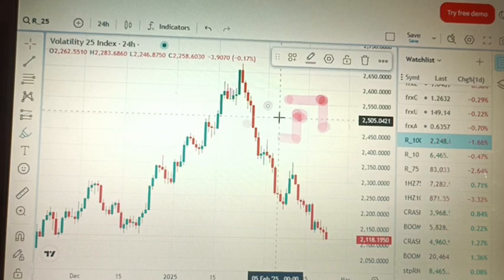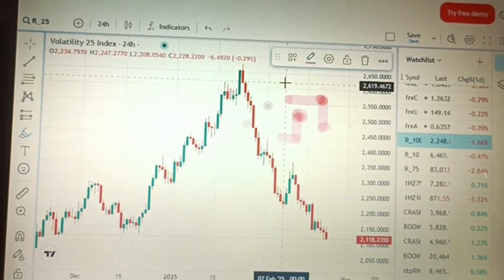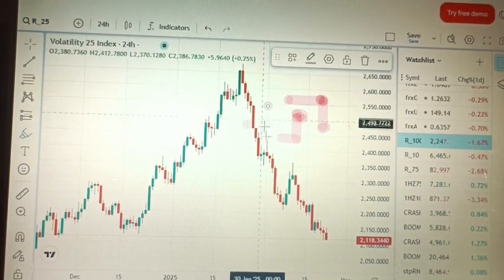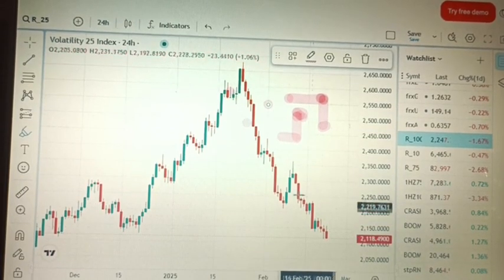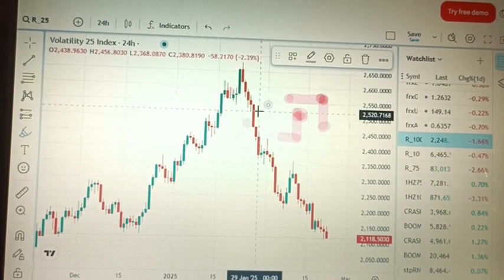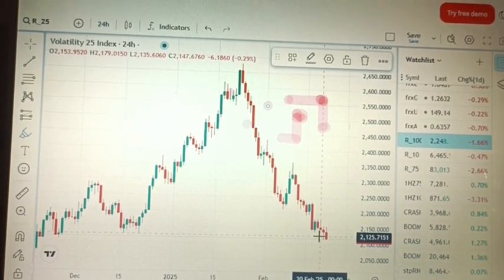Because the more sellers you have, the more you'll be having things like this, downward movements. Because sellers are in complete control in this market. That's why you see that the price is falling. Because sellers were having more. We are just going up. Yeah, buyers were trying to take over.